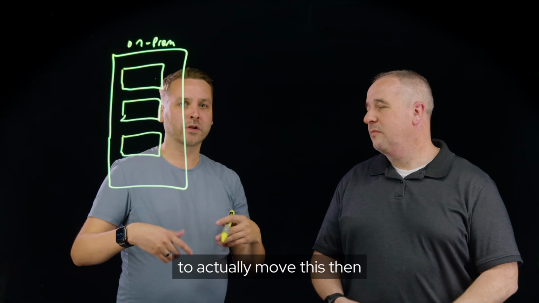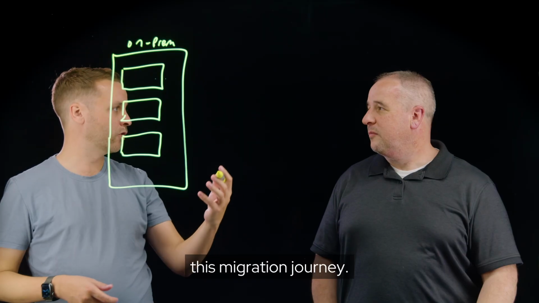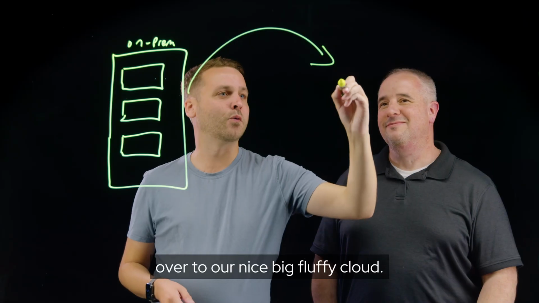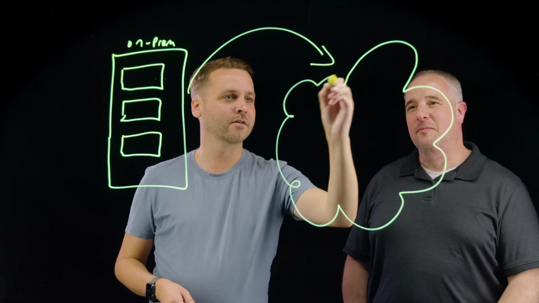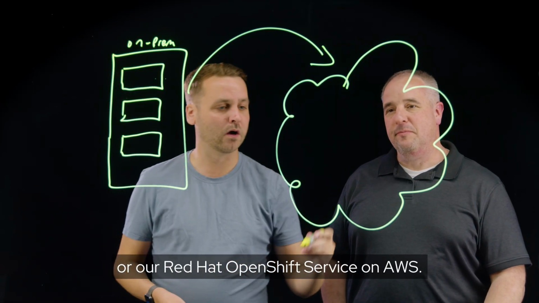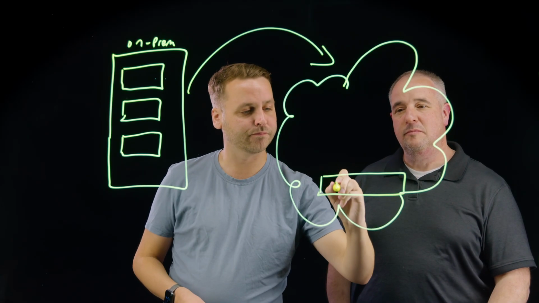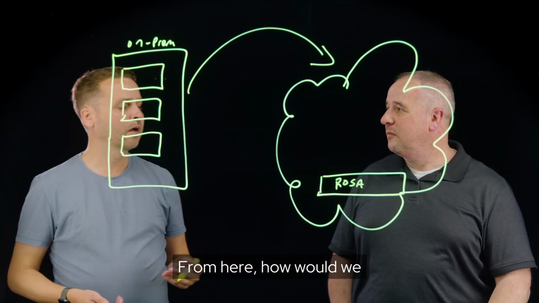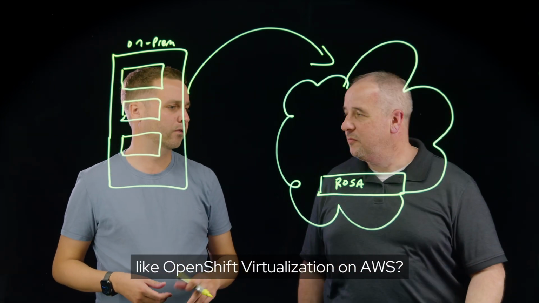Let's say that we wanted to actually move this onto the cloud, and we wanted to start this migration journey. So we're going to do a nice big arrow over to our nice big fluffy cloud. There we go. And on this, we would install ROSA, or our Red Hat OpenShift Service on AWS. So this is our base platform here. From here, how would we actually enable something like OpenShift Virtualization on AWS?